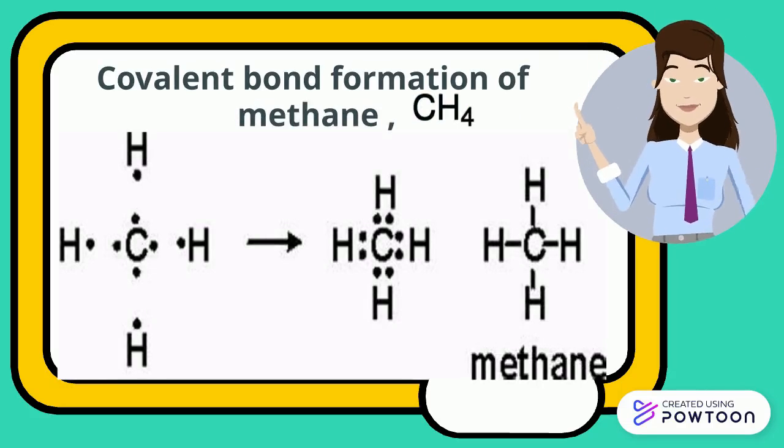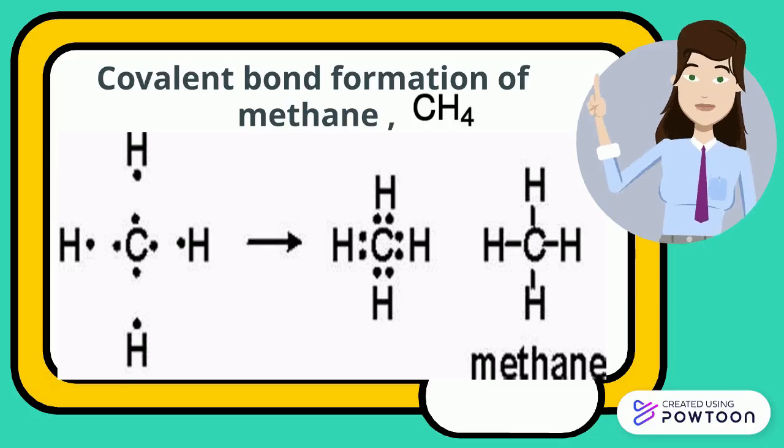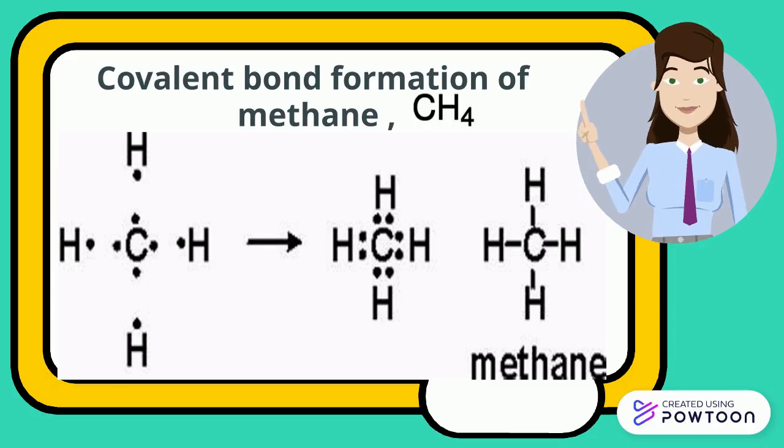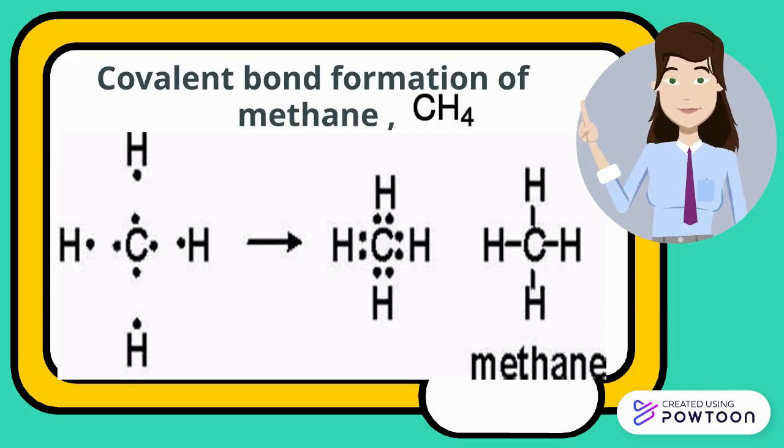Let us have the covalent bond formation of methane gas, having one atom of carbon with 4 valence electrons and 4 atoms of hydrogen with 1 valence electron each. Hydrogen needs only 1 electron to be stable. Carbon has 8 around it. All 8 electrons are used as bonding pairs.